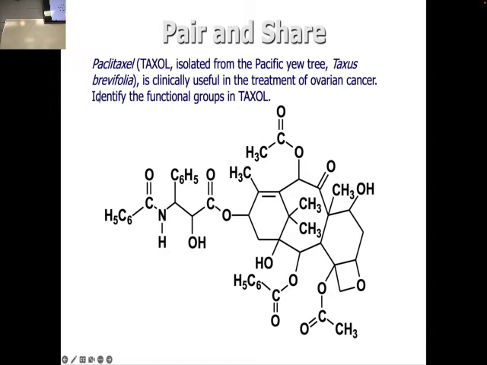We see an alcohol or a hydroxyl, right? What else do we see? Carbohydrate. We see an ester. Yeah. What else do we see? What about over on this side of the molecule? Another ester. Yeah, we see another ester.